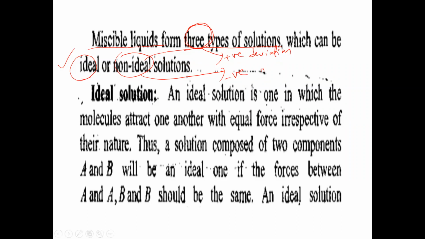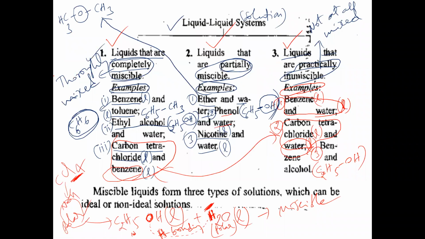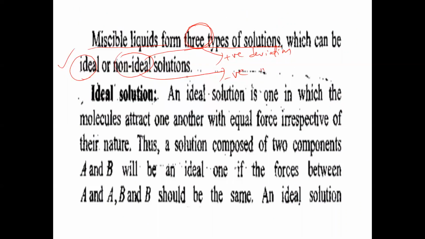So what are the examples of miscible liquids? Benzene and toluene. Second example, ethyl alcohol and water. Carbon tetrachloride and benzene. Benzene and toluene are miscible. Ethyl alcohol and water are miscible. So three types of miscible liquid solutions will be there. First one is the ideal solution.